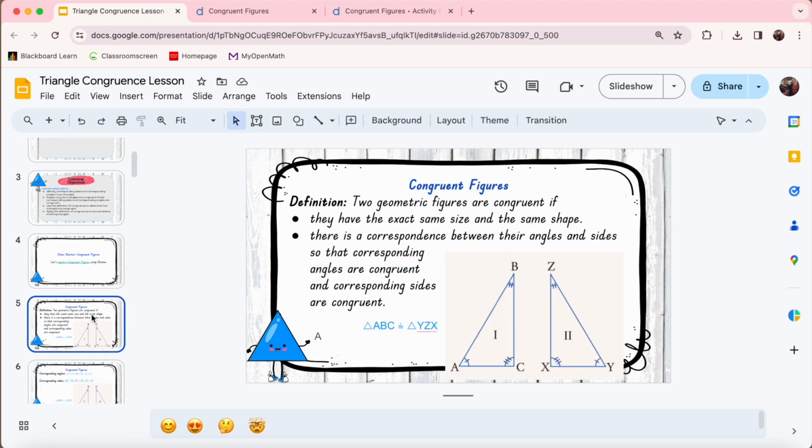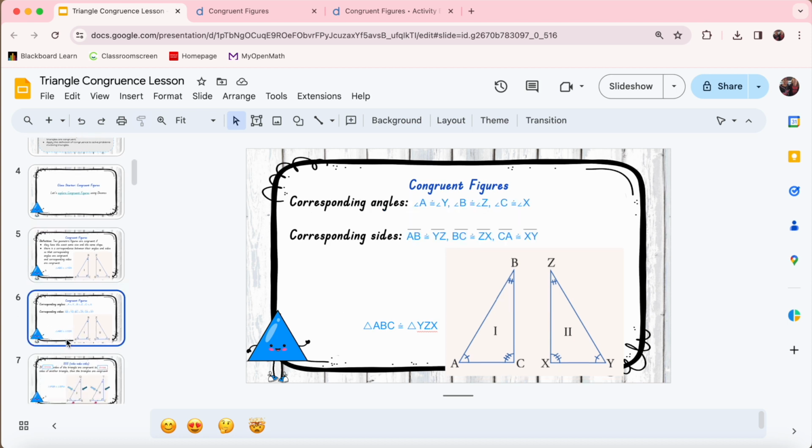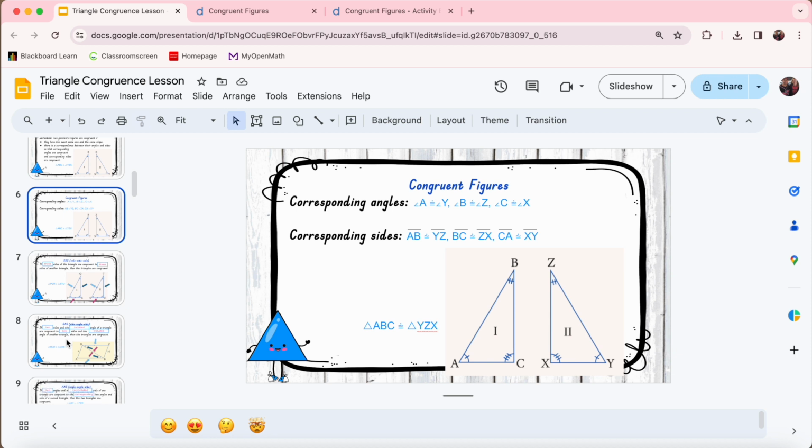The next thing I would go over is defining that congruent figure, what it means to be congruent after we've talked about it and seen it, and then we can talk about corresponding sides and corresponding angles together, and then listing them out.